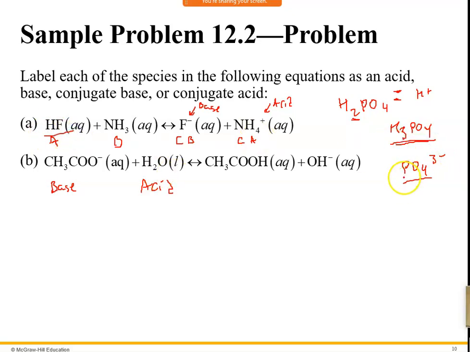H3O+ or PO4 3 minus. Those are obvious choices because I don't have any hydrogens here, so it has to act as a base. But when you have things like this, it can act as both. You have to look at the other thing.